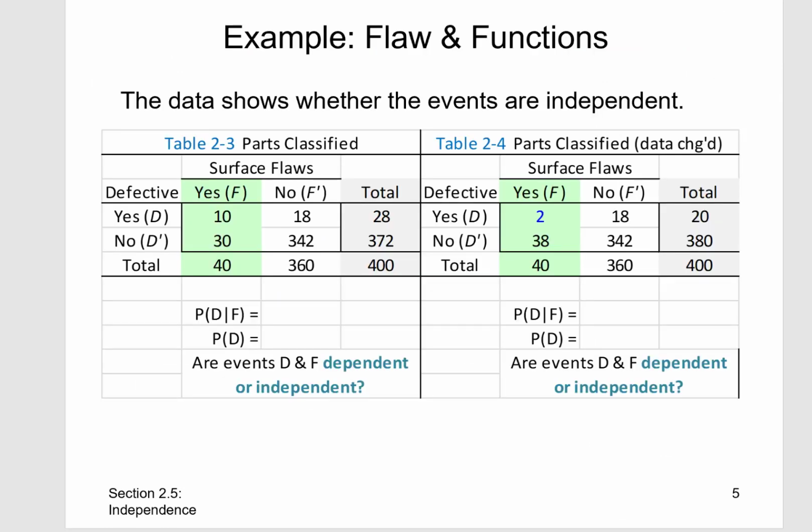Let's look at another example. Now, what we're going to do is use the data to show whether the events are independent or not. So I want you to look at what we're doing and see if our events D and F are dependent or independent in our first example, and then do that again. See if our events D and F are dependent or independent in our second example. So just stop the video, and you know the three different rules, or the three different things that occur when you have two events that are independent. You need to check to see if that is true.